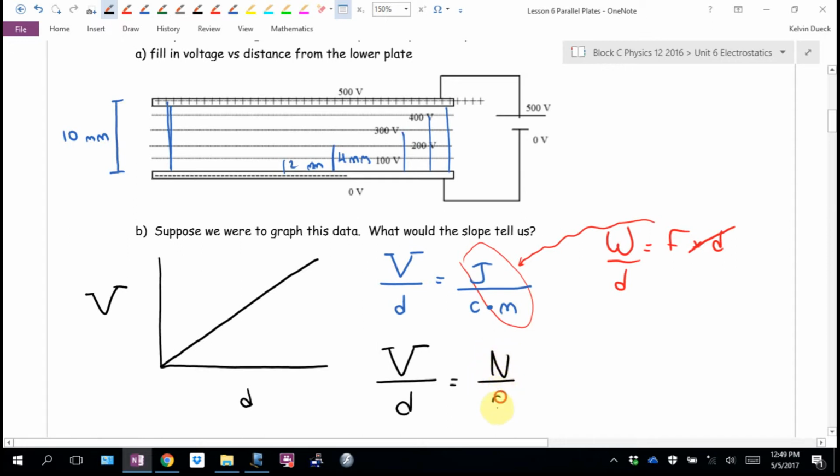Newtons. Dylan, do you remember? I think it was you earlier that suggested newtons per coulomb. What did I say newtons per coulomb measures? Remember?